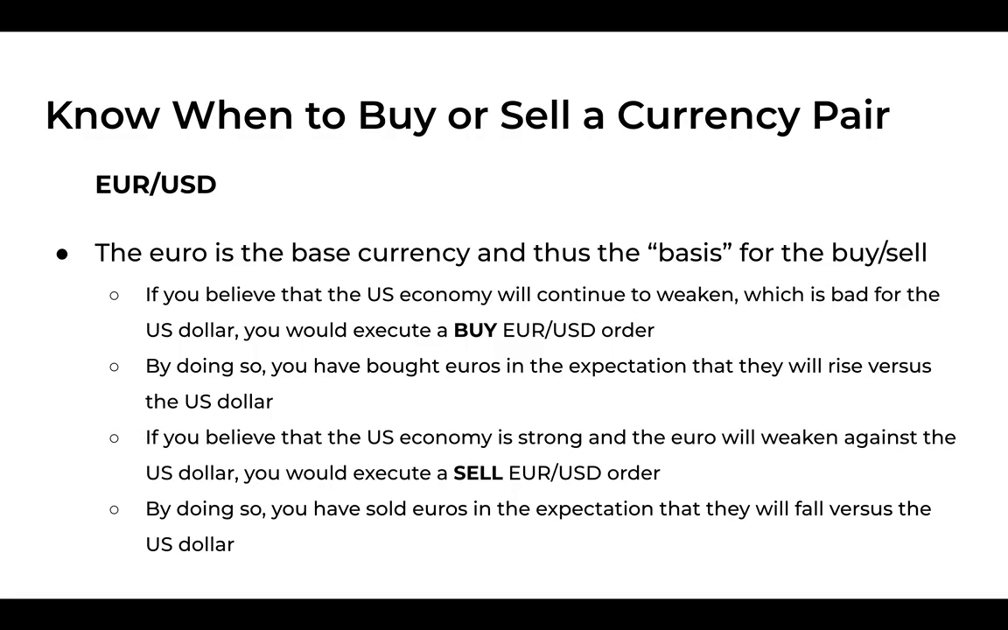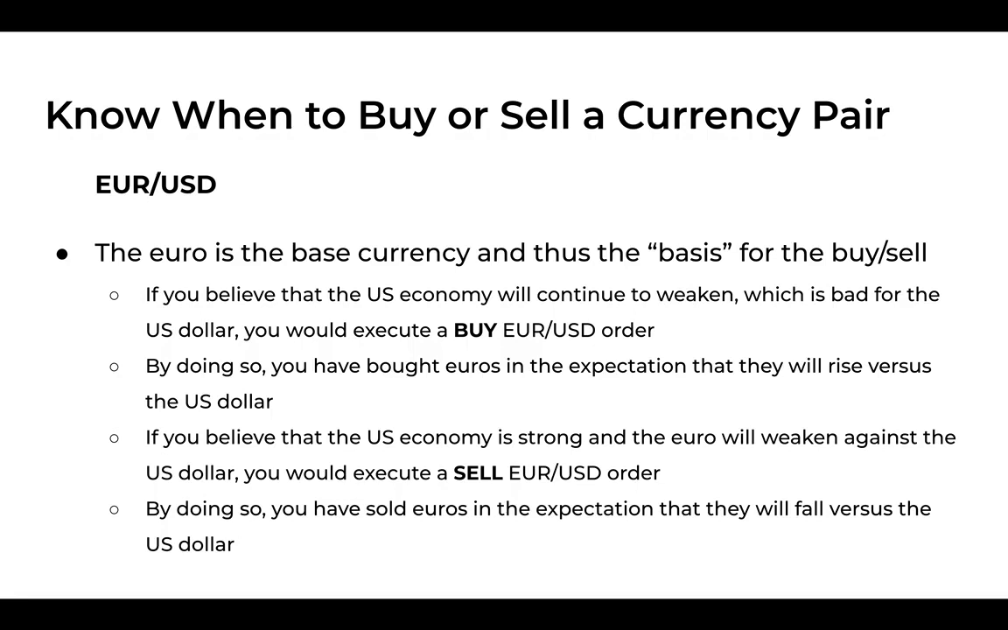So if you believe that the US economy will weaken, which is bad for the US dollar, you would execute a buy Euro USD order. Okay, so obviously if you think the US economy is going to weaken and the European economy is either going to stay the same or get stronger, that is going to make the price of this pair go up because the price is based on the euro, and if the price in US dollars goes up because the US economy is weakening, then that would execute a buy order. So by doing so, you have bought euros in the expectation that they will rise versus the US dollar.